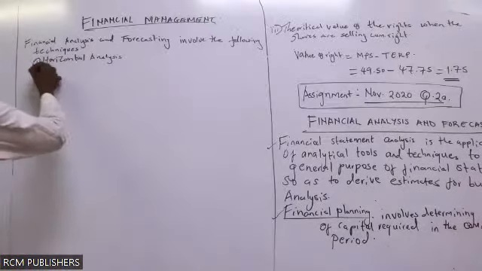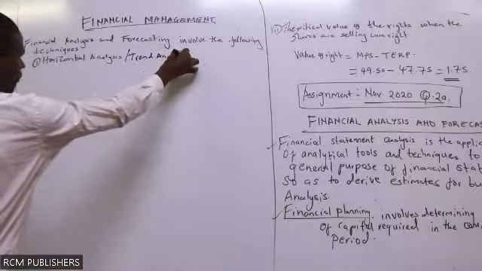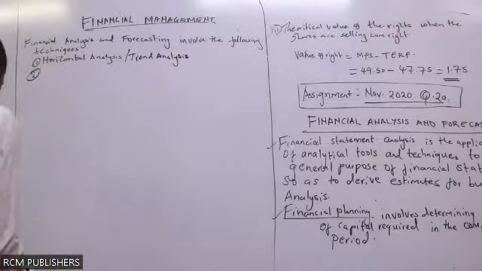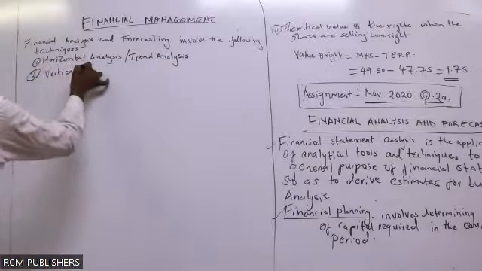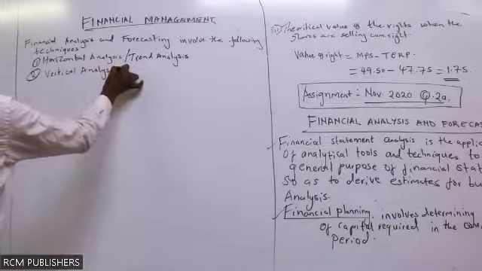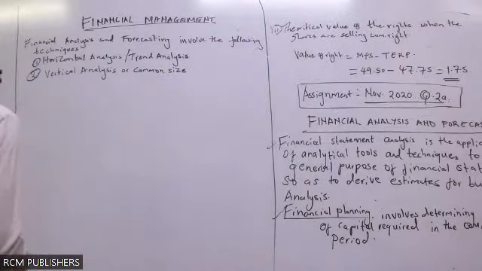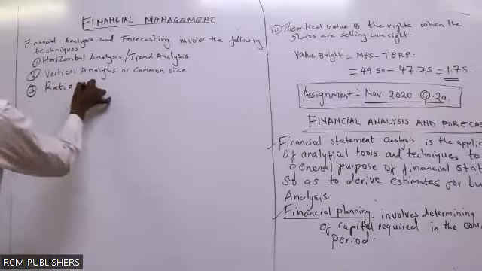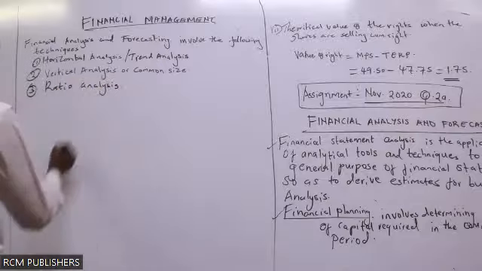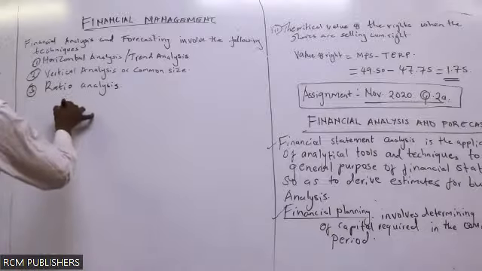Number two, vertical analysis of common size, also called common size analysis. Three, ratio analysis. So let's start with the horizontal analysis.